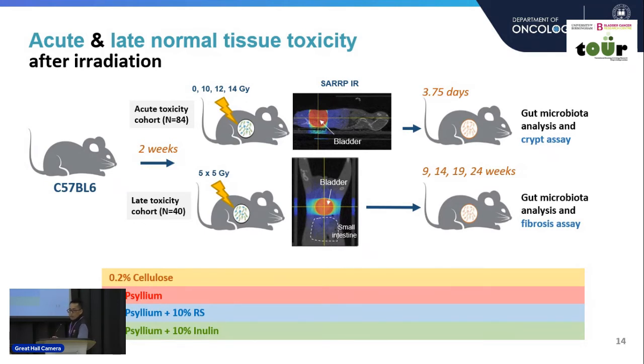So I would also like to know whether dietary fiber and gut microbiota can protect the gut from radiation-caused injury or not. That's why I also treated the mice with dietary fiber for 2 weeks, and then I gave them radiation to the lower abdomen, centered on the urinary bladder. And then 3.75 days and 24 weeks after that, I collected the tissue to study the acute toxicity and late toxicity effects.